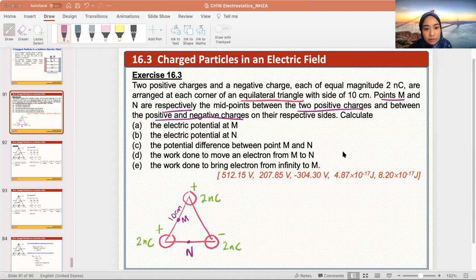Christina will be doing B, the electric potential at N. For C, can I get Redha? It's been a while since I heard Redha's voice. Can I get Redha to do C? And D, I want Haikal to do D. Okay, wait, let me write that down before I forget.